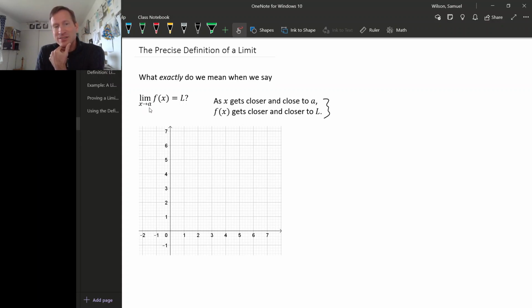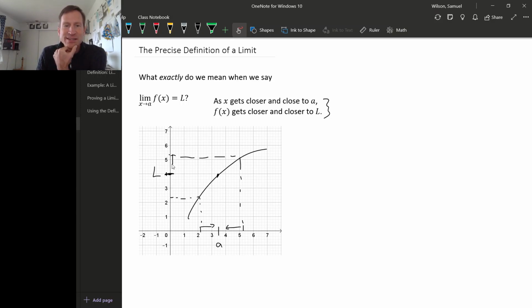If the limit as x goes to a of f of x is L, our idea for what that means is that as x gets closer and closer to a, f of x gets closer and closer to L. So, the classic picture here is if a is here, then L is going to be here, and as we start to either side of a and move towards a, the resulting outputs of the function are going to look like this, and they move closer and closer to L like that.